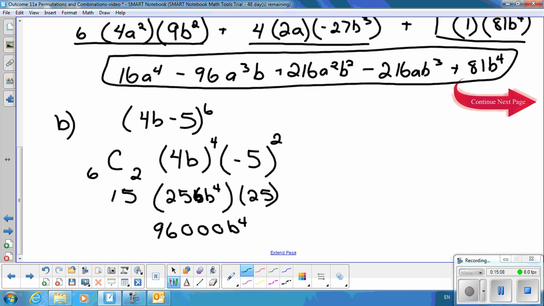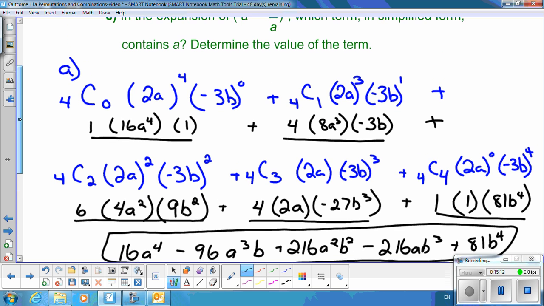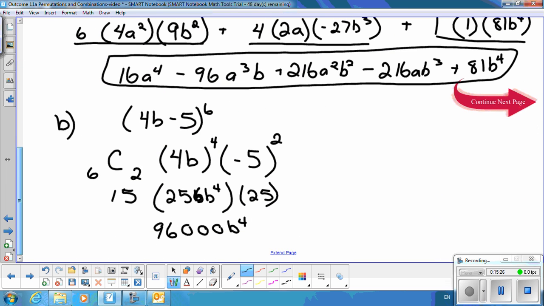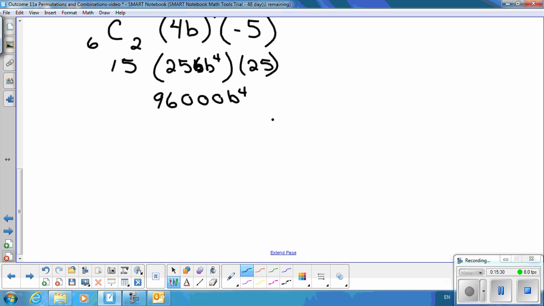Part C asks us, in the expansion of, let's go back and look at that, a squared minus 1 over a to the power of 5, which term in simplified form contains a? Determine the value of the term. So we could look at the patterns that arise. Again, we'll get some more room. So for part C, we're looking for which term has the value of a.